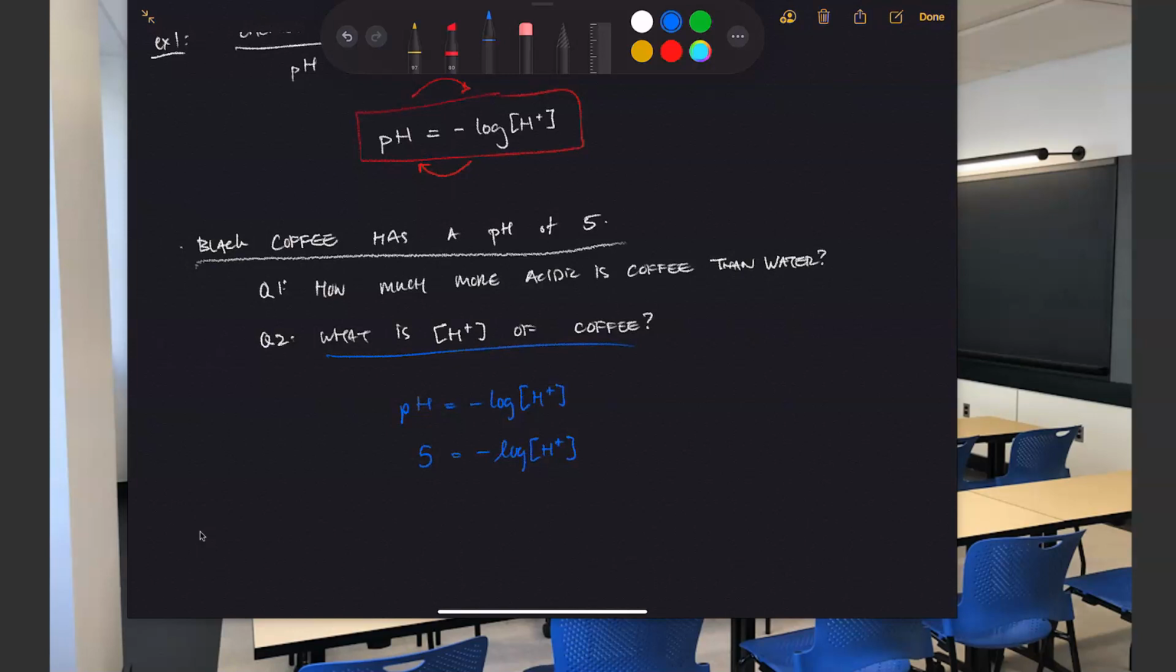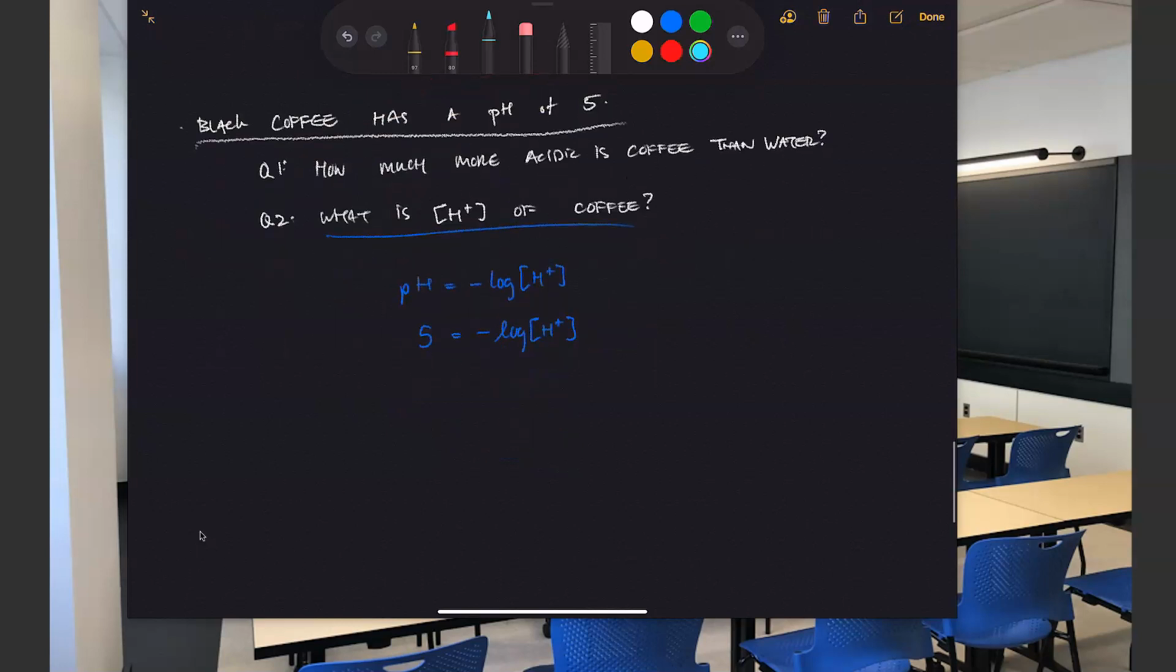So what we can do here, there's a few ways to go. What I would recommend is multiply both sides by a negative 1 to strip this negative sign off of the right-hand side and bring it to the left. So we get negative 5 equals the log of H plus. And then how do we free the H plus from being inside the logarithm?